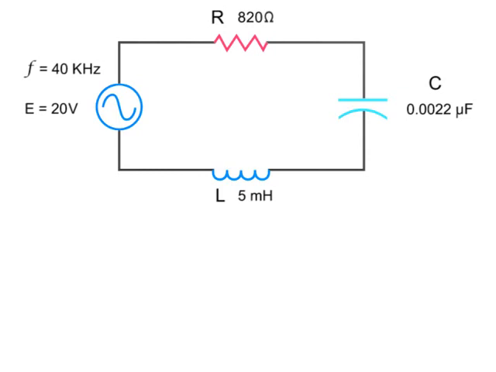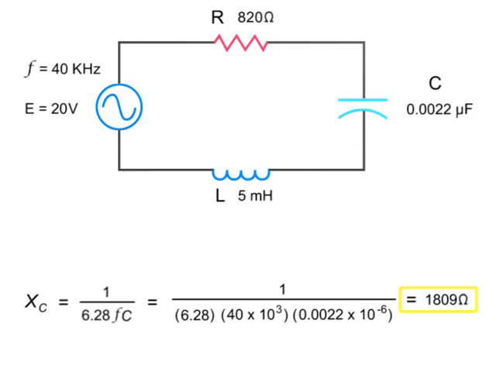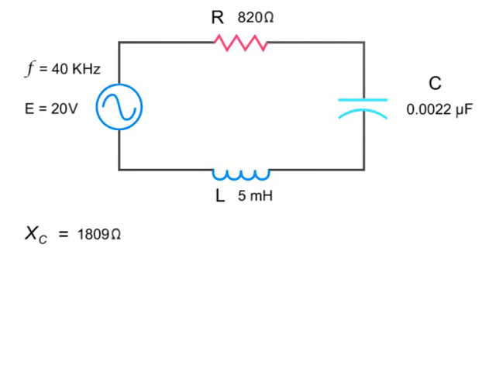To calculate the capacitive reactance in this series circuit, divide 1 by the product of 2 pi, the frequency, and the capacitance. So, substituting in the numbers, we have 1 divided by 6.28 times 40 kHz times 0.0022 microfarads, which equals 1,809 ohms. To calculate the inductive reactance, multiply 6.28 by the frequency by the inductance of the inductor.